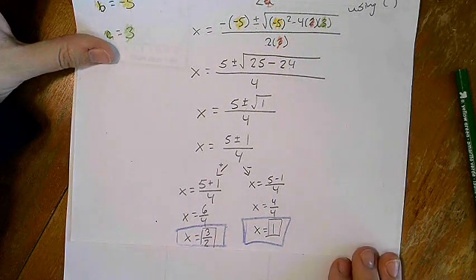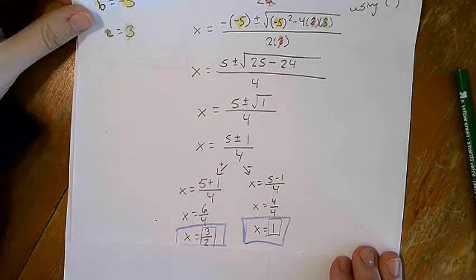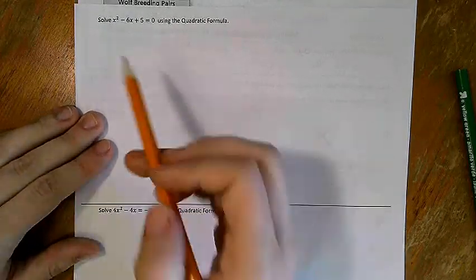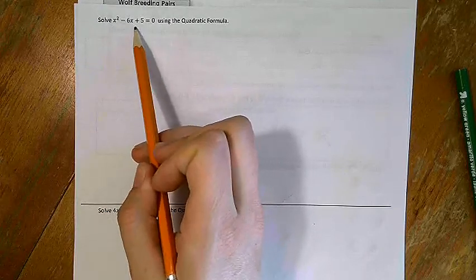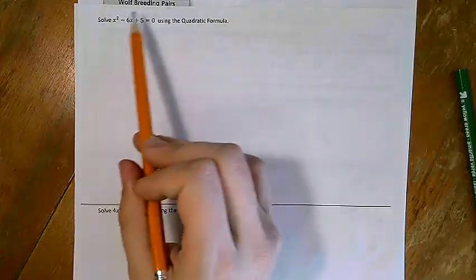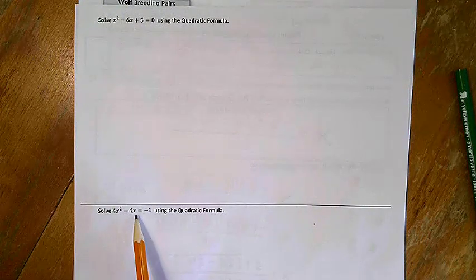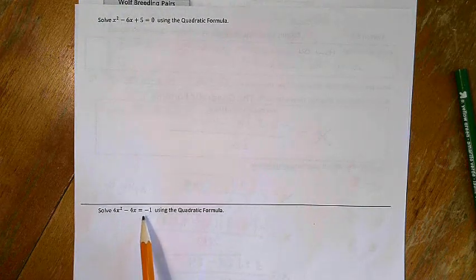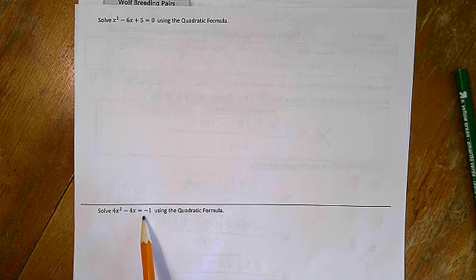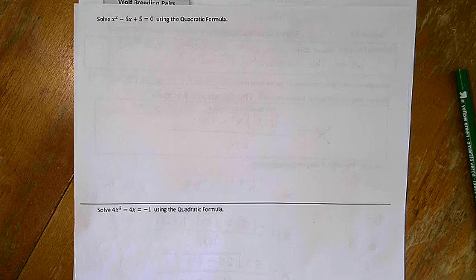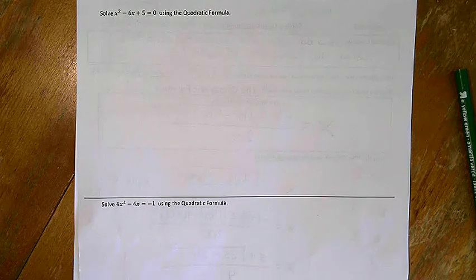So now I want you to practice. Turn the page over. There are two problems on here. The first one is x squared minus 6x plus 5 equals 0. Use the quadratic equation to solve it. The next one is 4x squared minus 4x equals negative 1. You're going to have to rearrange this, right? Because we have to have it equal to 0. So pause the video right here. Try these out.